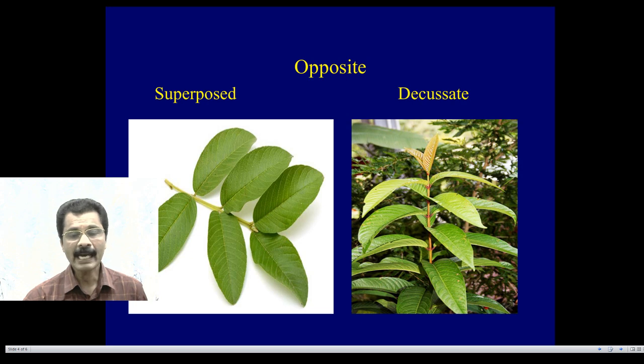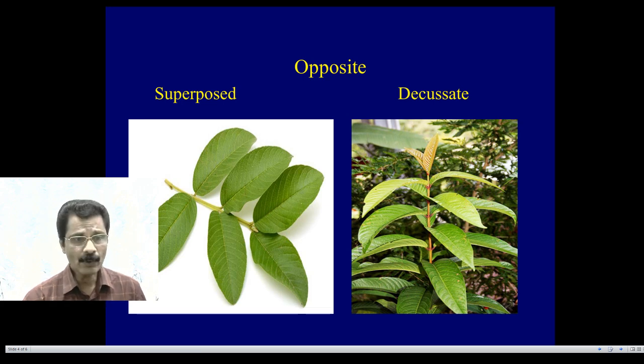And paired leaves arranged at right angles to the next upper or lower pair. Such a type of opposite phyllotaxy is called opposite decussate, as in the case of Ixora. There you can see this opposite decussate phyllotaxy. What is opposite decussate phyllotaxy? Paired leaves arranged at right angles to the next upper or lower pair. Could you follow me?